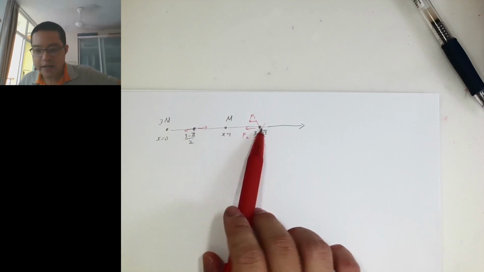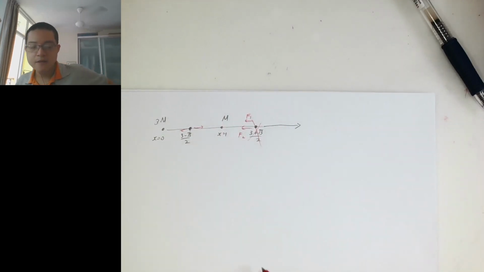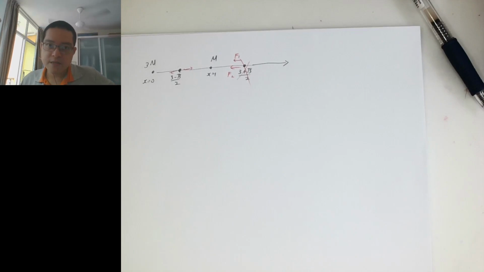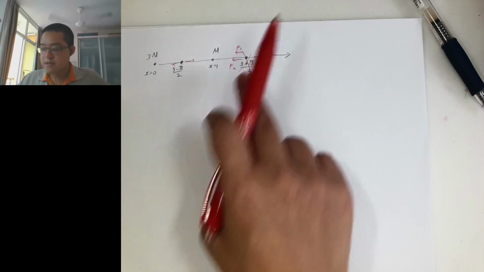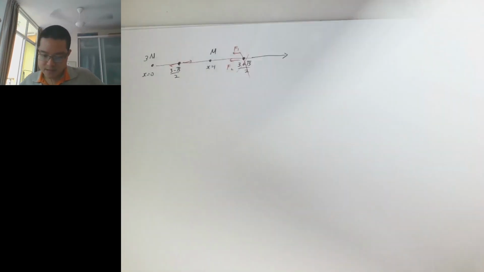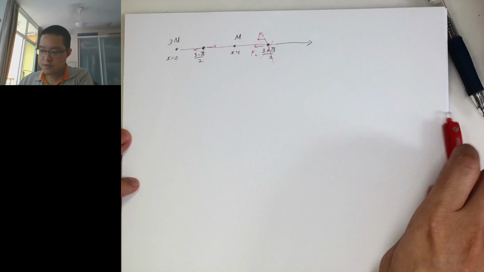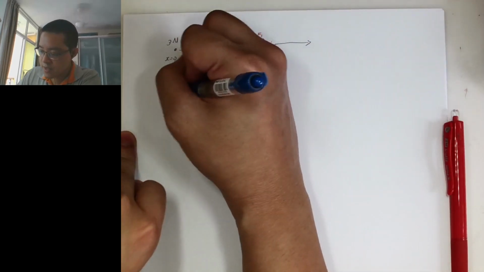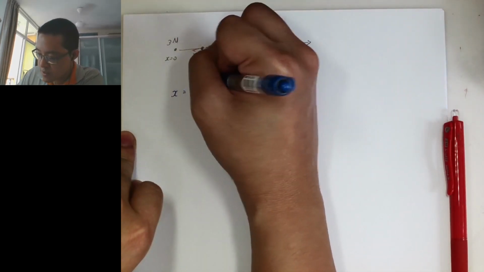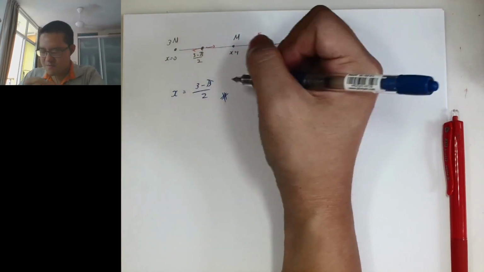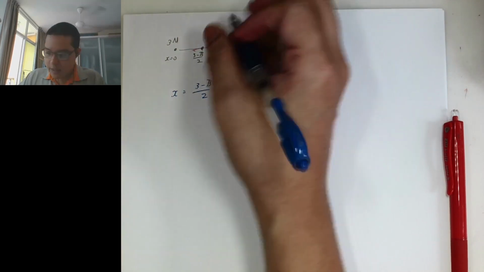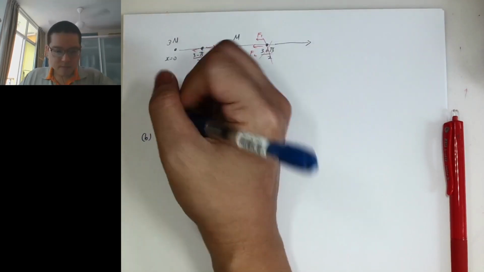If I put it here, then the two forces must be negative. So that's why you reject the solution that is outside the two masses. Hopefully it makes sense to you guys. Then my answer is 3 minus root 3 over 2. So the answer to A is 3 minus root 3 over 2. Now we answer B and C.